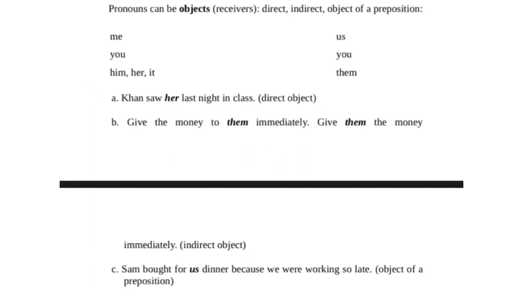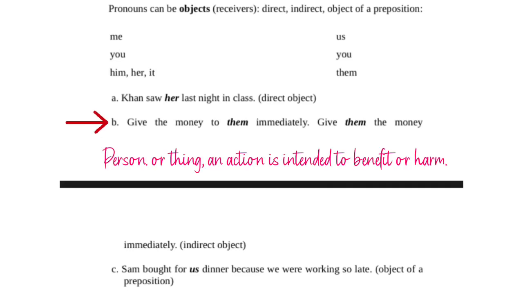So if it's used as an indirect object, example is give the money to them immediately, or it can be give them the money immediately. So indirect object is the second receiver of the action. So in simple terms, an indirect object pronoun is used instead of a noun to show the person or thing an action is intended to benefit or harm. So in this case, it's them. They are the ones who are going to benefit.